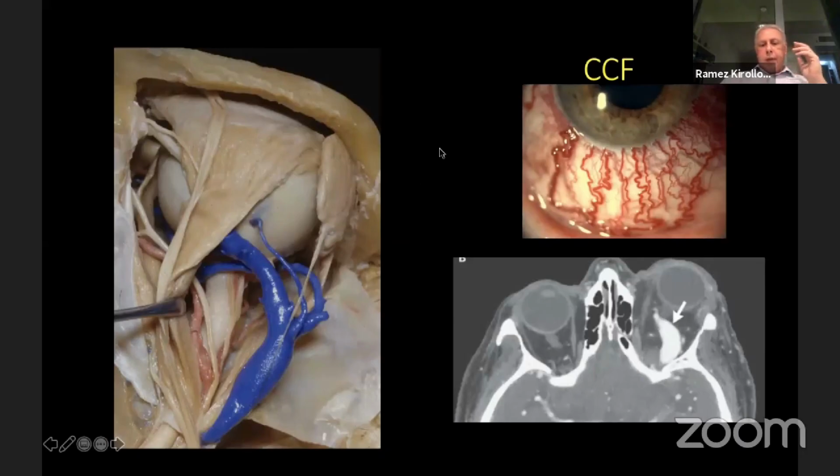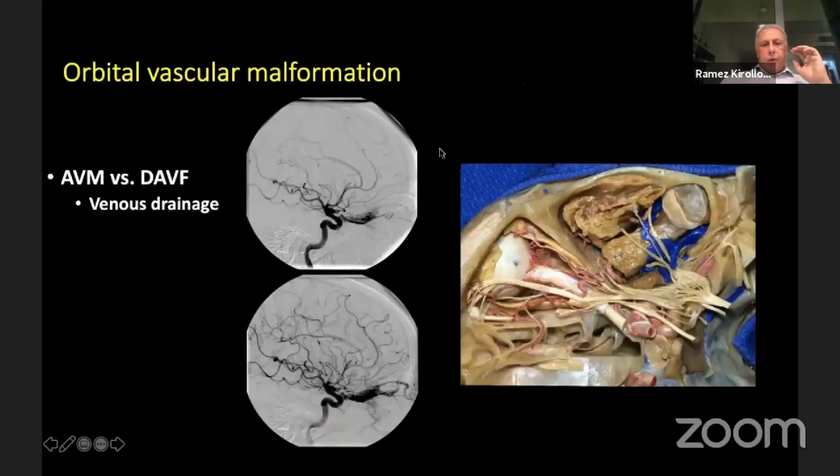So this is just a glimpse of the anatomy of the orbit, and I have shown you that before. This is an AVM within the orbit around the ophthalmic artery. And it's not a dural fistula because it's draining here through the superior ophthalmic vein and not through the cranium. So this is an AVM of the orbit.